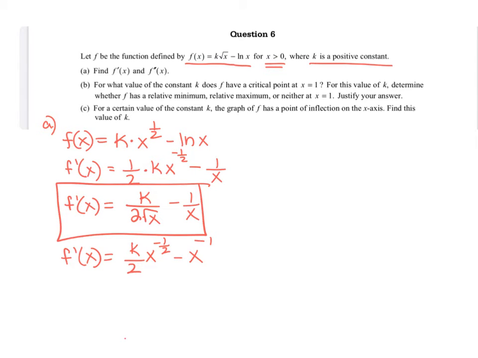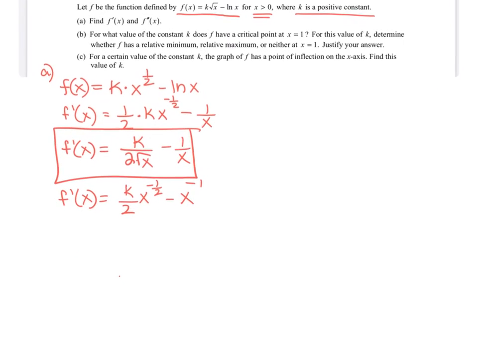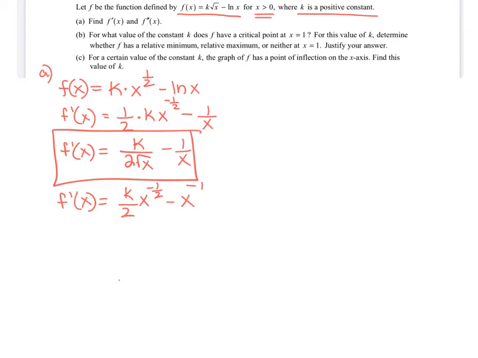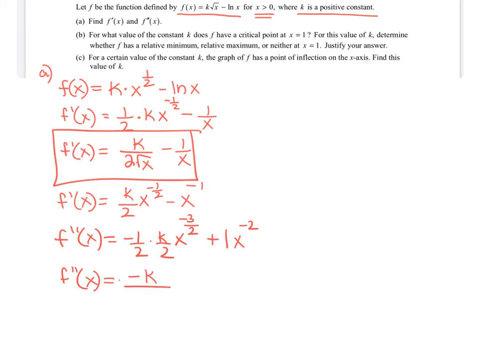So I'm ready for the power down rule. So now as we use the power down rule, I'll have f double prime of x equaling negative 1/2 times k over 2, x to the 1 less than that, which makes it x to the negative 3/2. I'm going to bring down my negative 1, so it becomes plus 1. 1 less than that is negative 2. And then I will go ahead and rewrite with positive exponents.